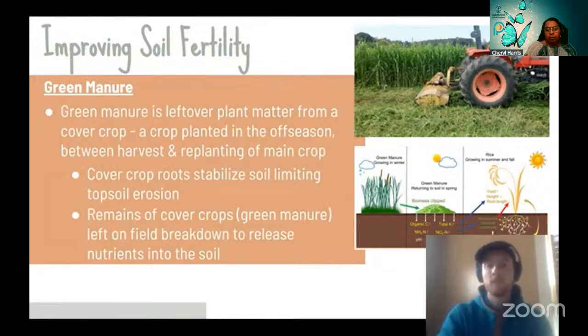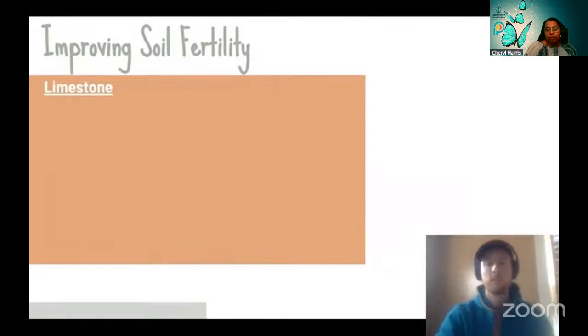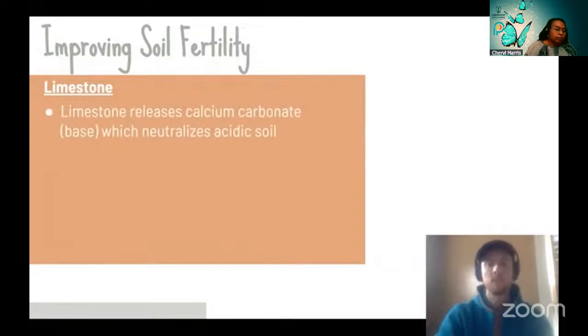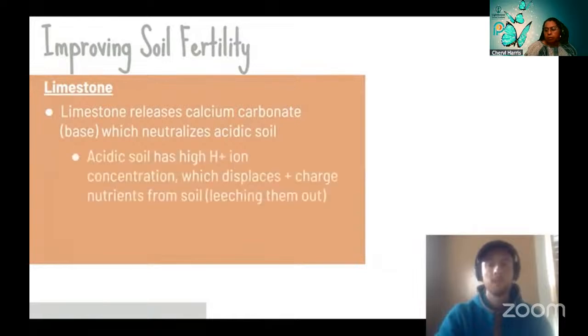And finally, we have the addition of crushed limestone. So limestone releases calcium carbonate when it's placed into a soil, and this is good because that's a base and that will neutralize soil. So remember that when soil becomes too acidic, it has a really high H+ ion concentration, and H+ ions actually leach nutrients out of the soil by displacing positively charged ions. So they push them out of the soil and then the water leaches them away.